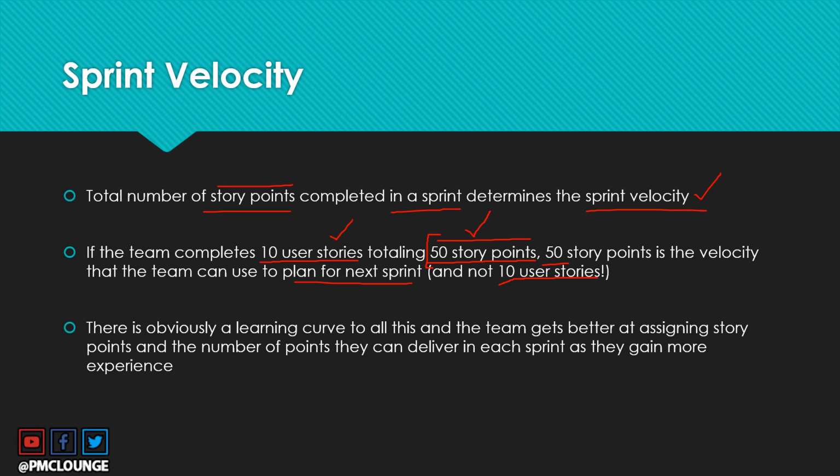Now, obviously, there is a learning curve to all this. We talked about it in the previous slide as well, that as long as the team consistently uses these methods, right? Consistently they use what kind of story points they need to assign to their user stories, and they consistently calculate the sprint velocity and try to figure out how many story points they can complete in every sprint, the team is going to get better. So the team gets better at assigning story points and the number of points they can deliver in each sprint as they gain more experience.